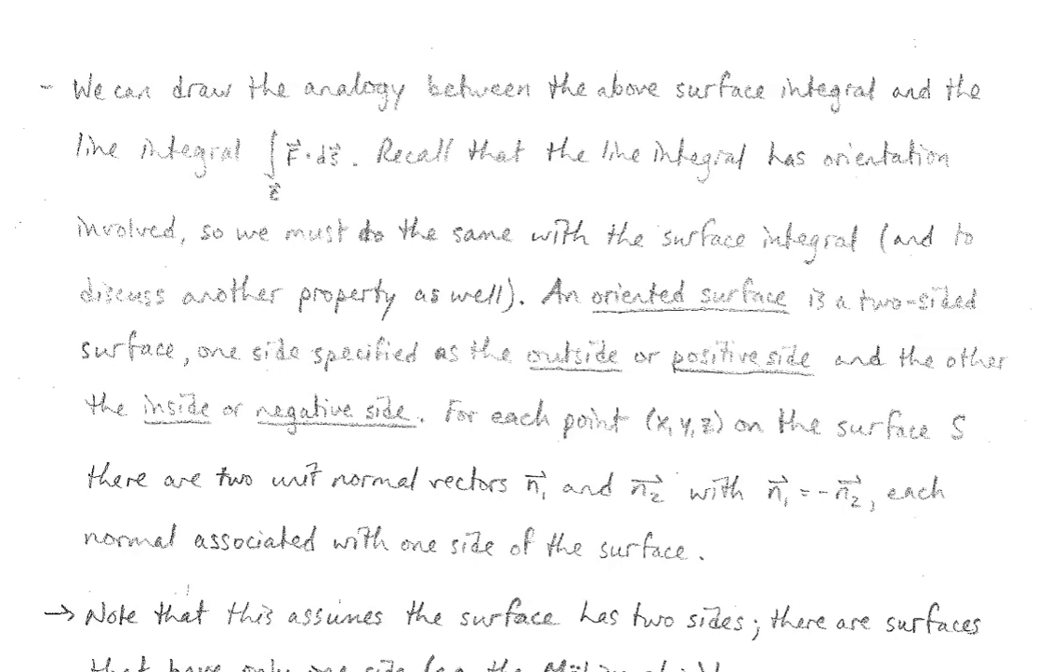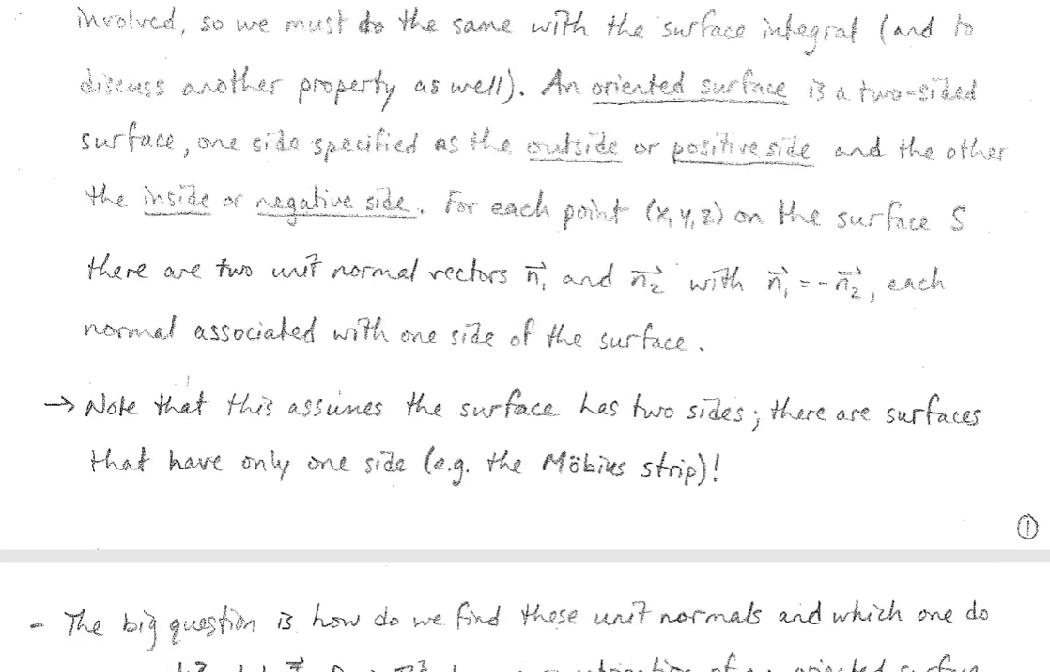Now, a key thing here is that our surface has to have two sides. There are examples of surfaces that do not have two sides. There are surfaces that only have one side. For example, the Mobius strip.